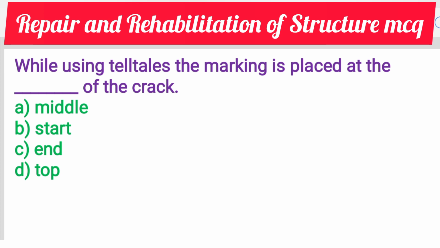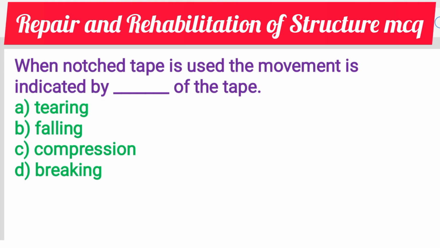So the correct answer is option C, end of the crack. Next question. When notched tape is used, the movement is indicated by the tape of option A tearing, option B falling, option C compression, option D breaking. So the correct answer is option A, tearing.